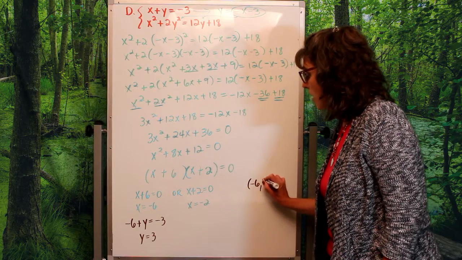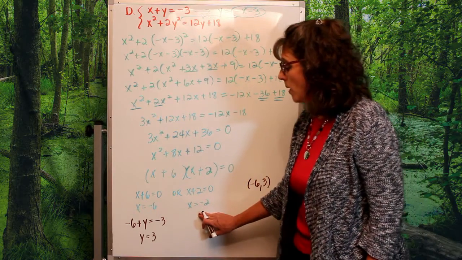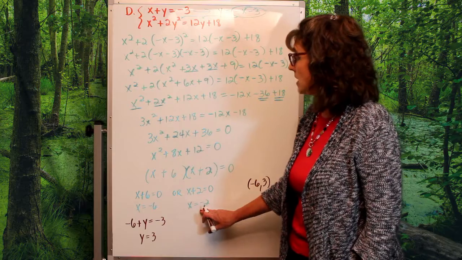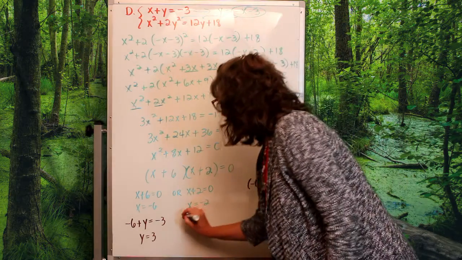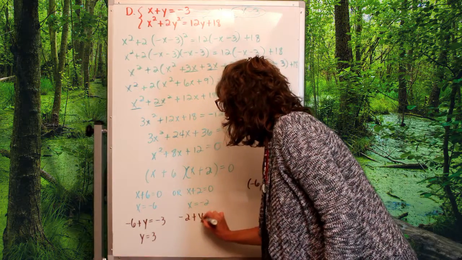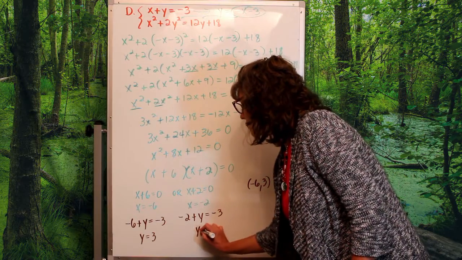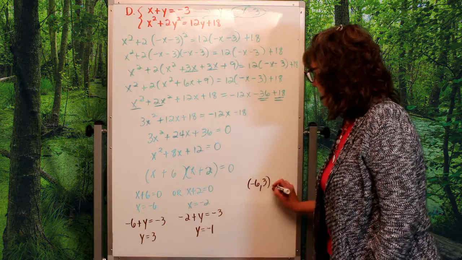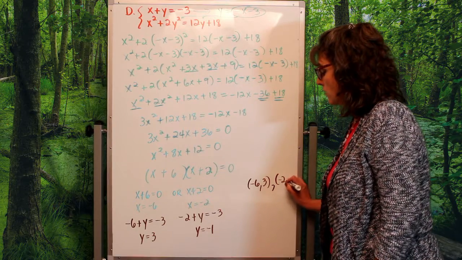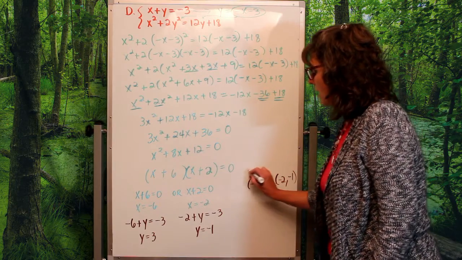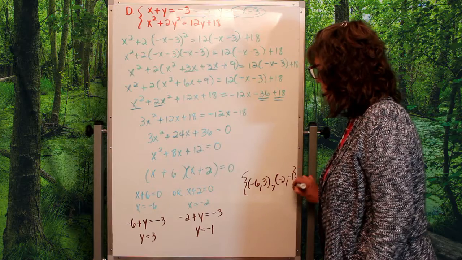negative 6 comma 3. And now I'm going to work with the negative 2, and I'm going to take that negative 2 and put it right in here. So I get negative 2 plus y equal to negative 3. And when I add that 2 to the other side, I get a negative 1, giving me another solution of negative 2 comma negative 1. And this is my solution set.